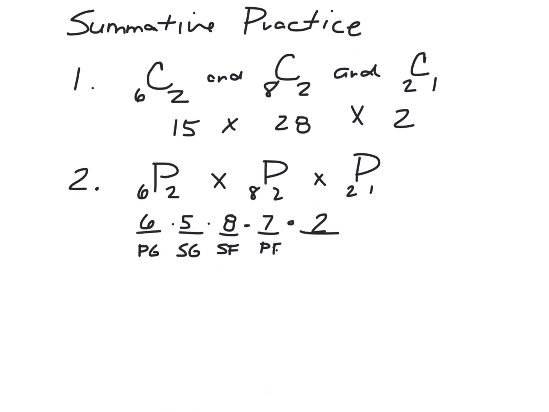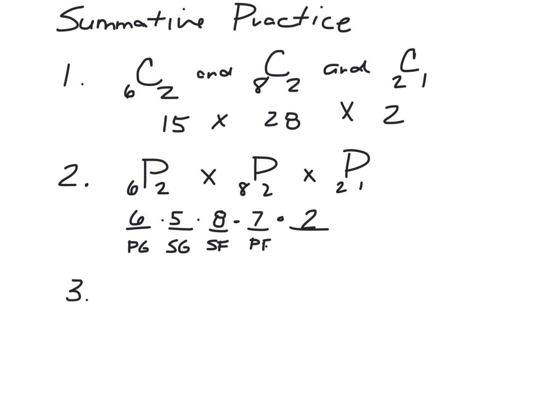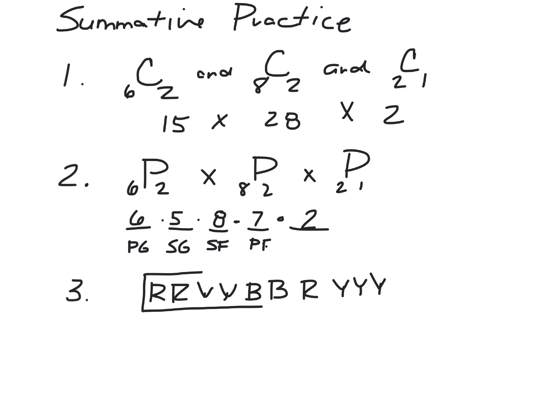Number 3, we are putting signal flags up. We've got 10 flags. Some are red, some are blue, some are yellow. Order is going to make a difference because it's the sequence that denotes the message. So it might be red, red, yellow, yellow, blue, blue, red, yellow, yellow, and yellow. It would be one option. So this is permutation. Order is important.